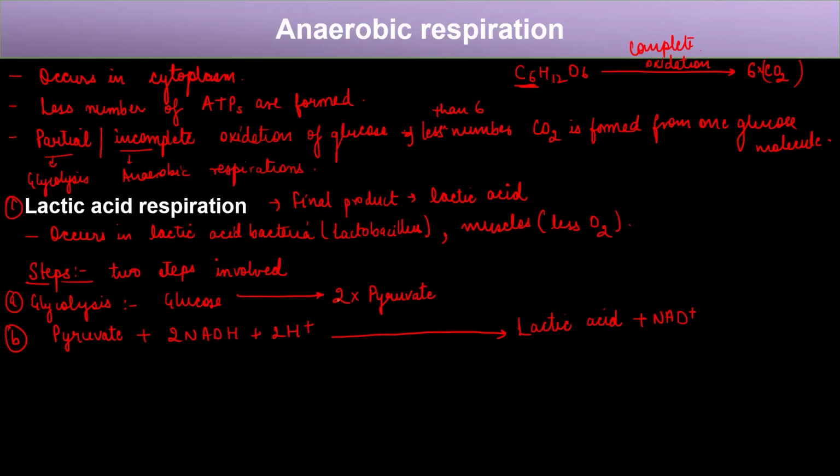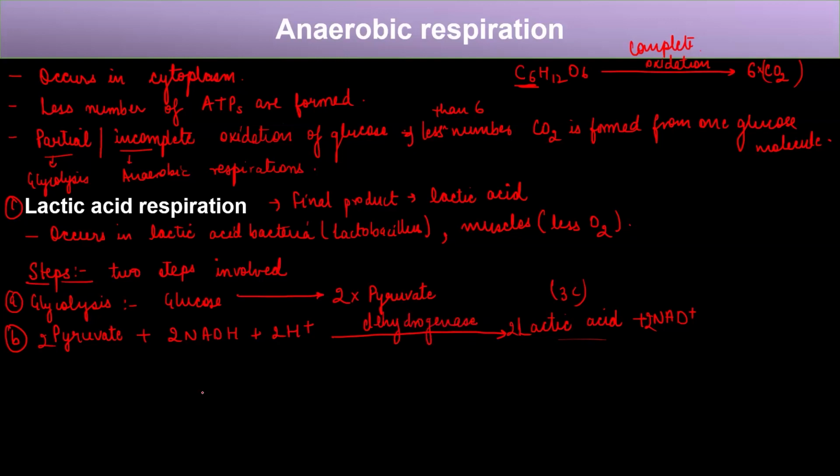So from one glucose, we have two molecules of pyruvate, then two molecules of lactic acid and two molecules of NAD plus will be formed. Okay. And this lactic acid is also a 3 carbon compound. This takes place in the presence of dehydrogenase, because here NADH is involved, right? So it takes place in the presence of the enzyme known as dehydrogenase.